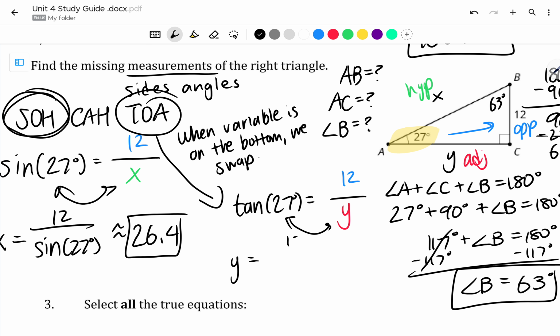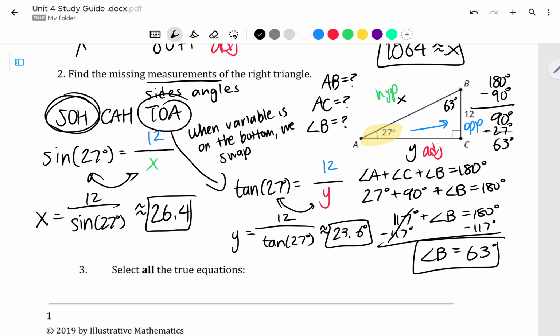Okay, so y comes out 12 over tangent of 27. Plug this in. 12 divided by tangent of 27. We're going to get 23.6 if we round it. Okay? So those are our three answers here.